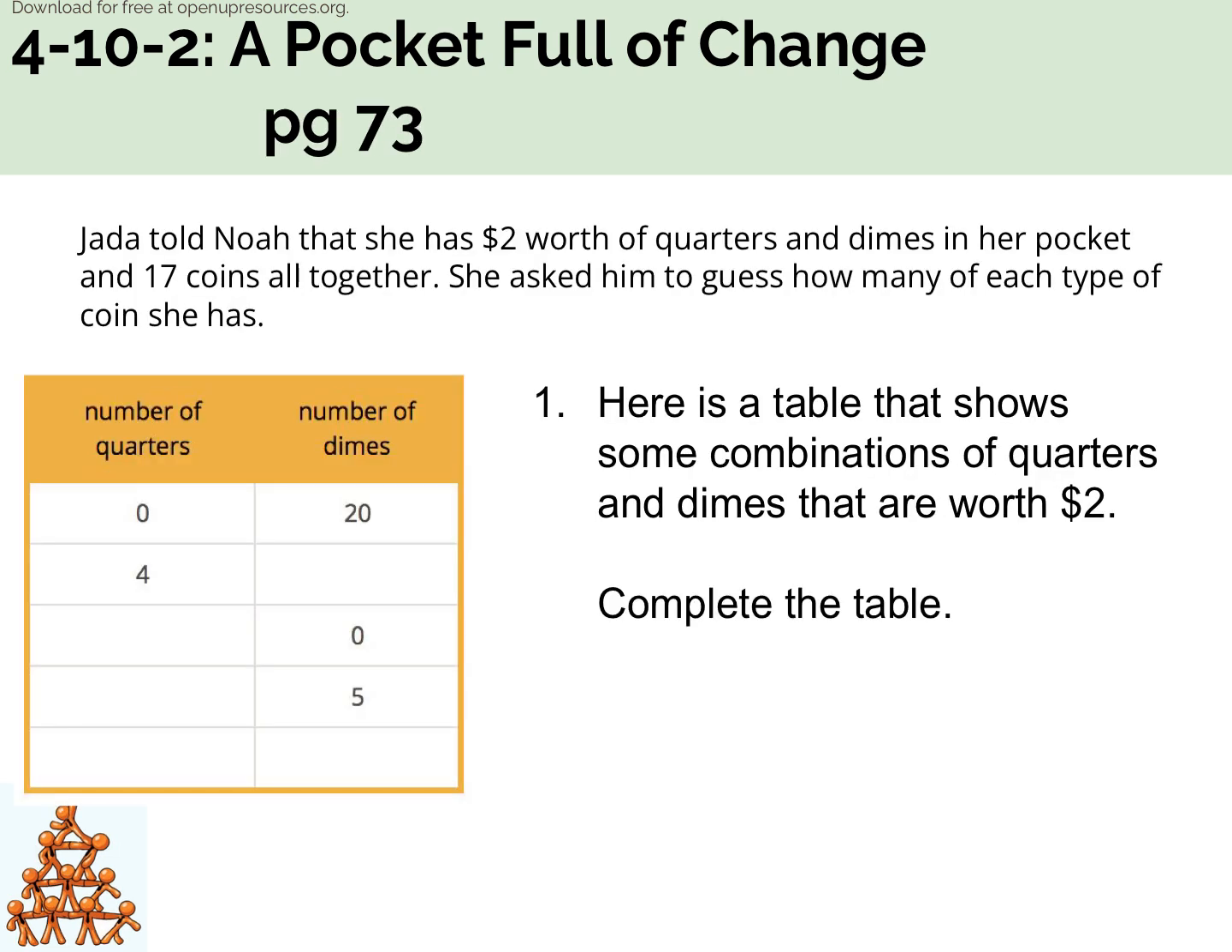All right, on page 73, we're going to talk about Jada. Jada told Noah that she has $2 worth of quarters and dimes in her pocket and 17 coins altogether. She asked him to guess how many of each type of coin she has. Let's fill out this table. We have the number of quarters is 0, the number of dimes is 20. If I had 4 quarters, how many dimes would I have? If I had 0 dimes, how many quarters would I have? And if I had 5 dimes, how many quarters would I have? Fill out this table because we're going to use it in a second. Go ahead and pause, fill in that table, and then come back to me.